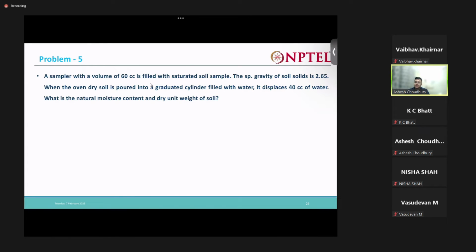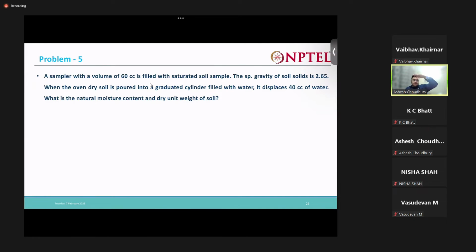When the oven dried soil is poured into a graduated cylinder filled with water, so there is a cylinder, a graduated cylinder, graduated means some markings are there. So when we put the oven dried soil sample in that water, what we see is that 40 cc of water comes out. It displaces 40 cc of water out of the graduated cylinder.